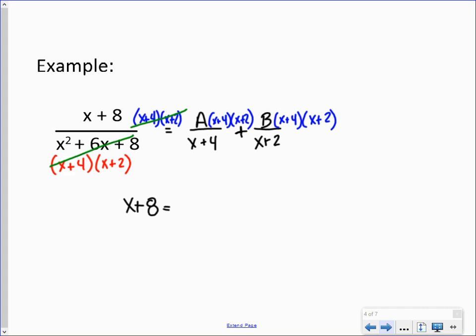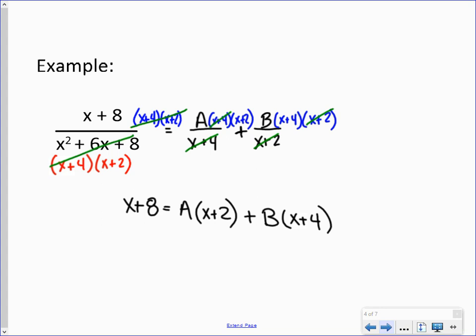Move to the other side of the equal sign. In that first fraction, we'll only be able to cross out x plus 4. So we're left with a times x plus 2. And plus, we'll be able to cross off the x plus 2 factor in the numerator and the denominator. So we have b times x plus 4. And that equation looks a lot simpler than the previous equation because it doesn't have all the fractions.